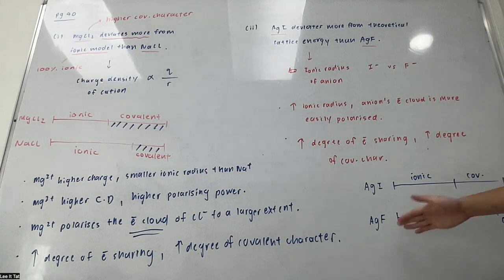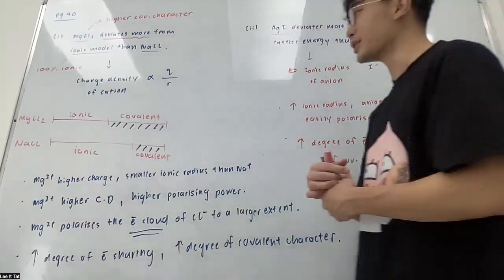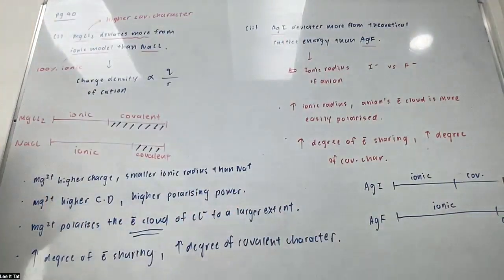You could say one compound is more ionic than the other, or the other compound is more covalent than another. As we mentioned, this is the reality of bonding. It's always a mixture of both.